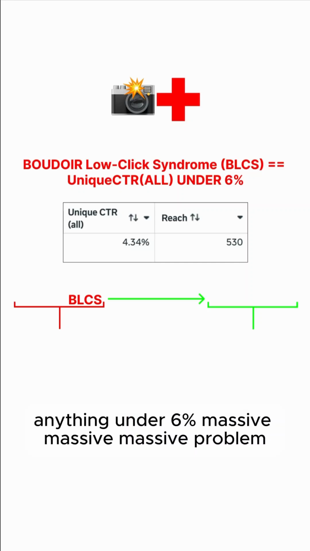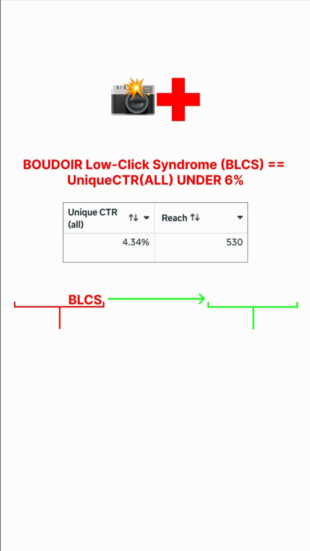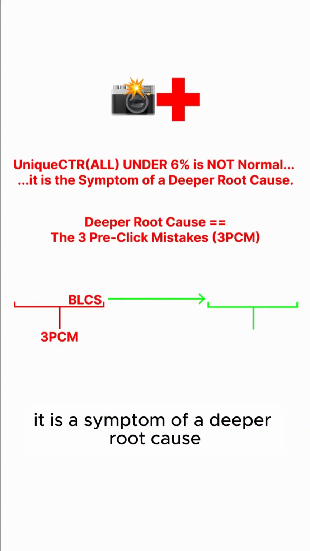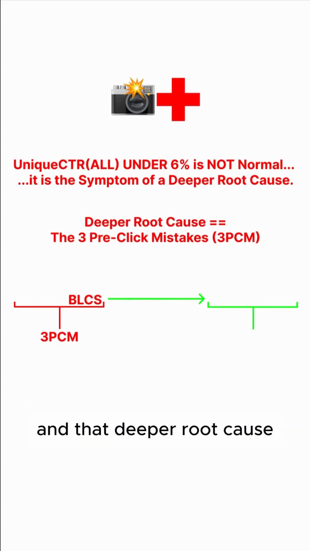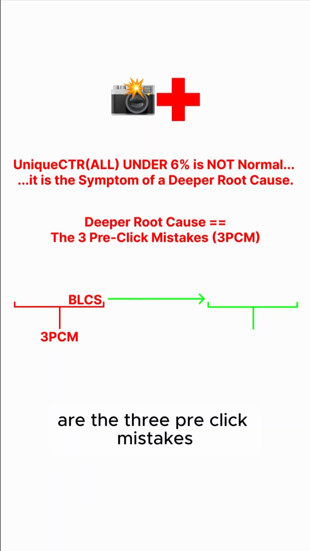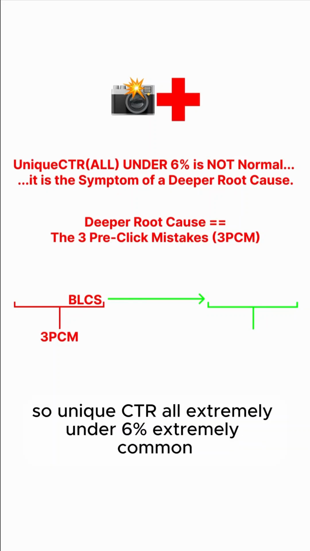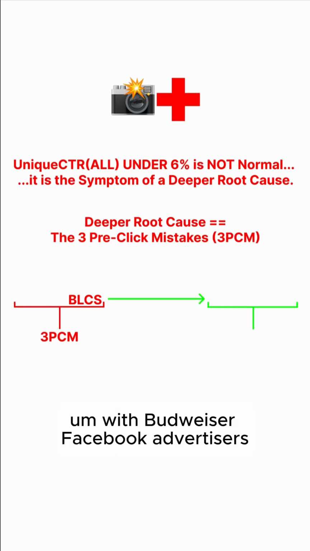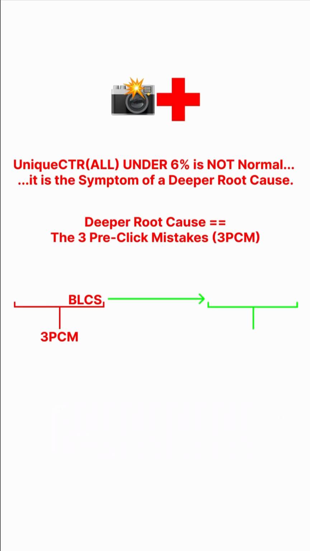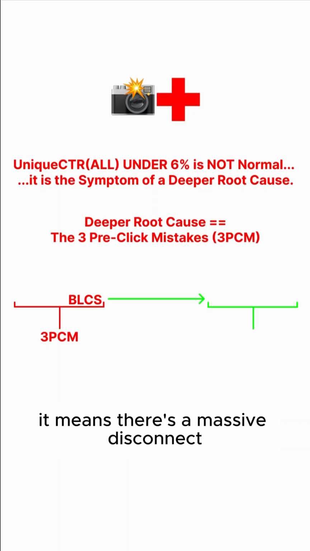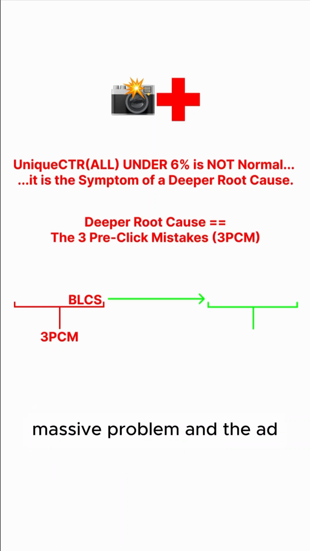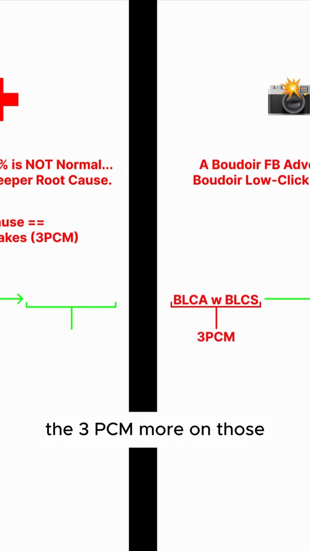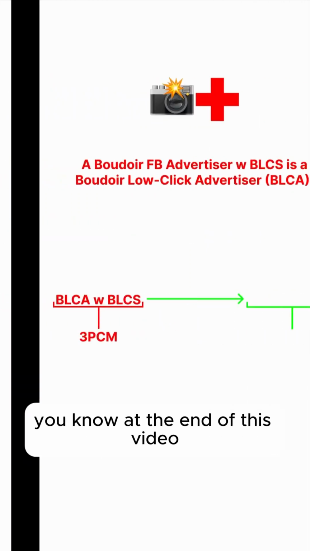Anything under 6%, massive, massive, massive problem. That's because a unique CTR all under 6% is not normal. It is a symptom of a deeper root cause. And that deeper root cause are the 3 pre-click mistakes. A unique CTR all extremely under 6% is extremely common. It's the most common thing I see with Boudoir Facebook advertisers. But it's not normal. It means there's a massive disconnect, massive problem in the ad. And the deeper root cause are the 3 pre-click mistakes, the 3 PCM. More on those at the end of this video.